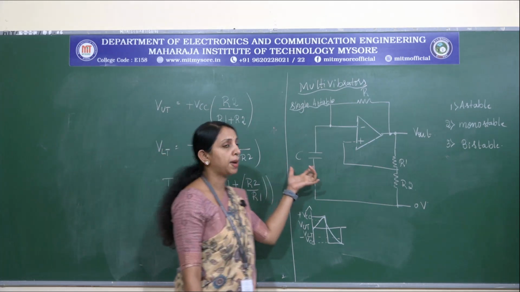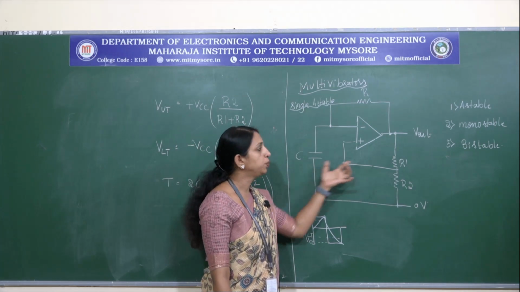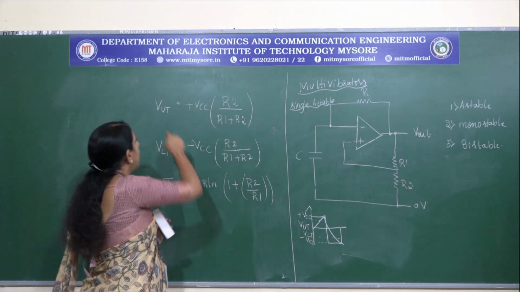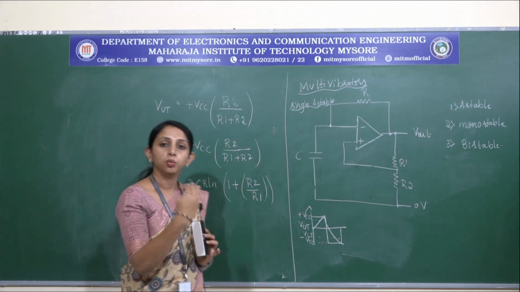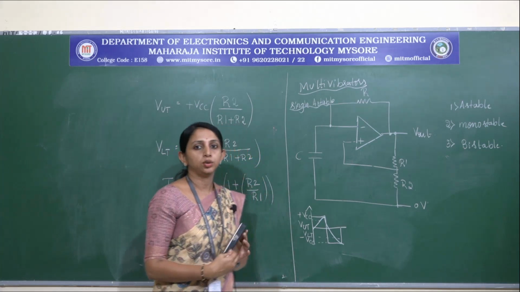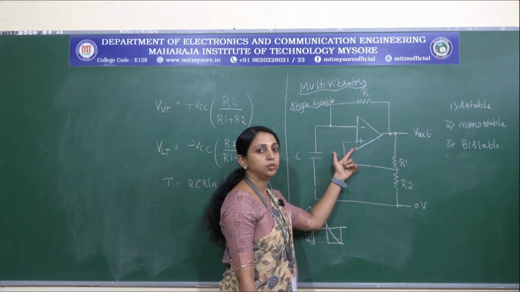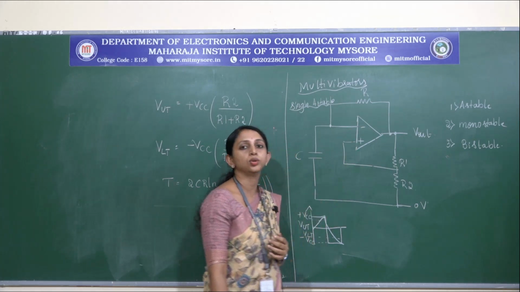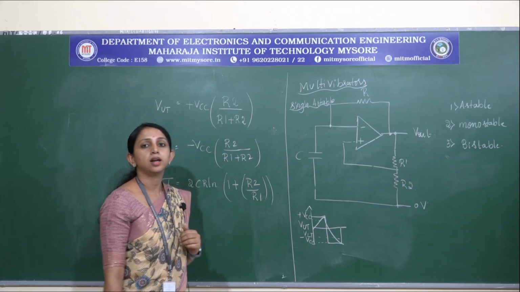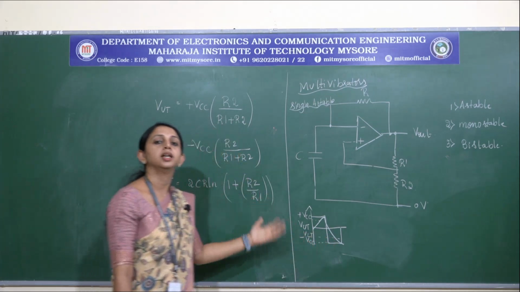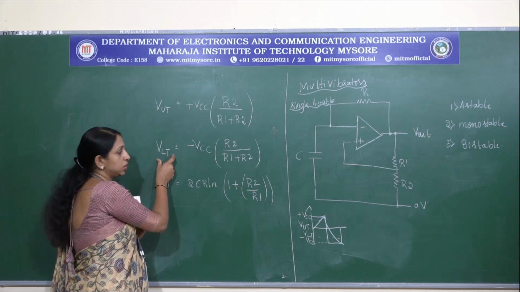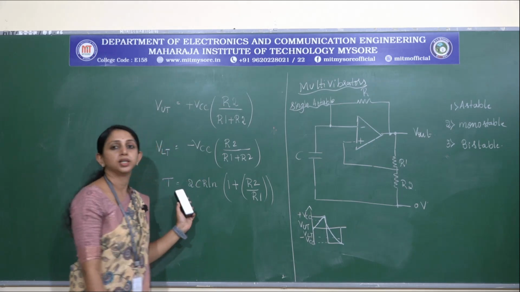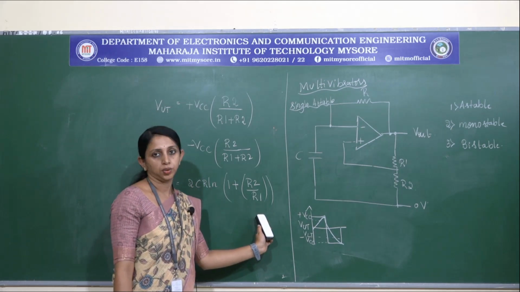Initially the capacitor will be uncharged and the output voltage will rise up to plus VCC, which provides the upper threshold value. When the capacitor charges and the non-inverting terminal voltage becomes less than the inverting terminal voltage, the output suddenly drops to minus VCC and produces the lower threshold given by this equation. The overall time period of this circuit is given by this equation.